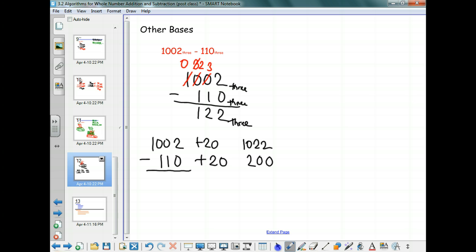Can I stop here? No. Why not? Because I would still have to borrow. And the whole purpose behind this method is no borrowing. So what would I have to add to 2, 0, 0 to not have to borrow? 1, 0, 0.